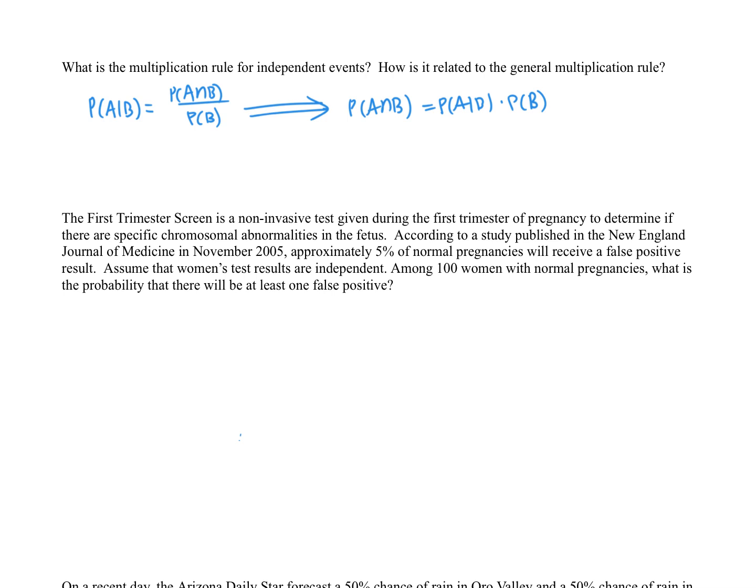Okay, now, if our events are independent, and only if they are independent, then we know that the probability of A given B is just the probability of A. And the rest of the rule stays the same.